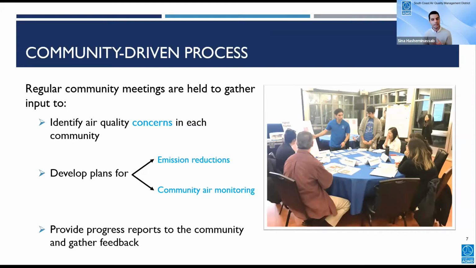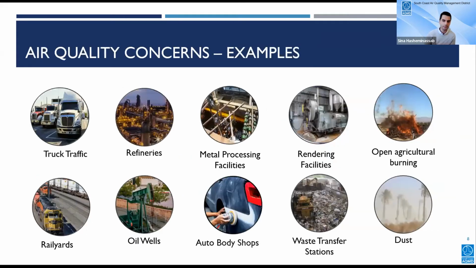I should also mention that the implementation process usually takes at least a couple of years until the emissions from the identified sources are mitigated. Here I have listed some of the most important air quality concerns that have been identified by the communities so far. As you can see, there is a wide variety of air pollution sources that could emit many different air pollutants.